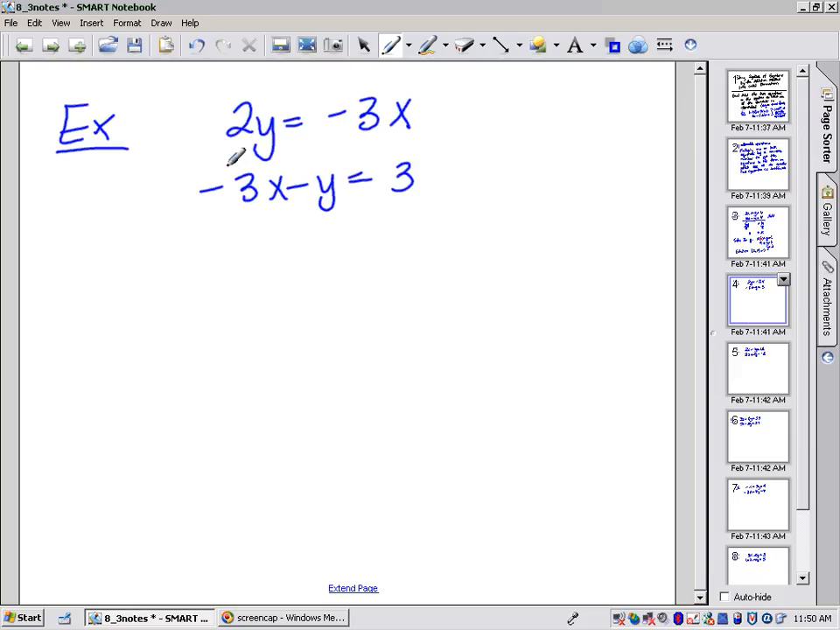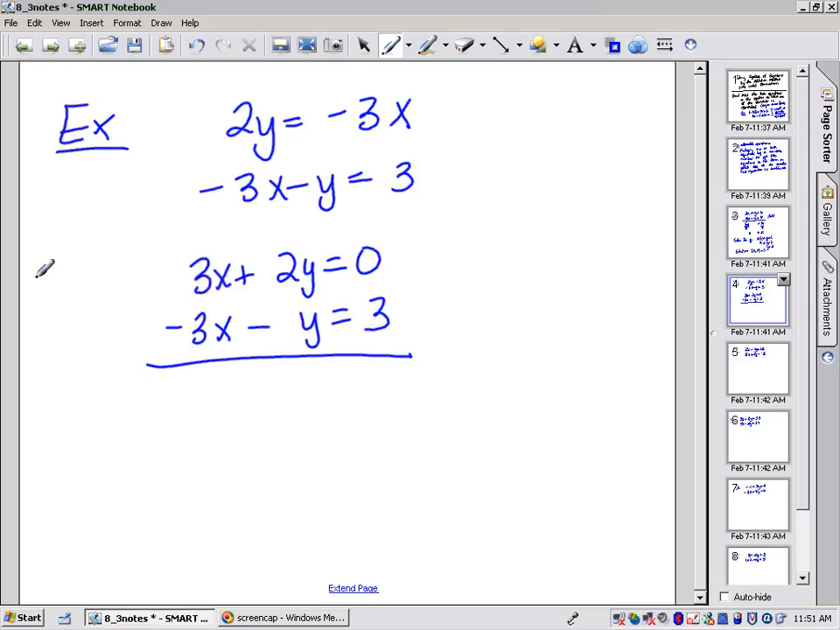Now, let's look at one where we have to do some work to get them in the same form. 2y equals negative 3x, and negative 3x minus y equals 3. So the first thing we need to do is rewrite them so that x and y are on one side. In the first equation, we can add 3x to get 3x plus 2y equals 0, and the second equation stays the same.